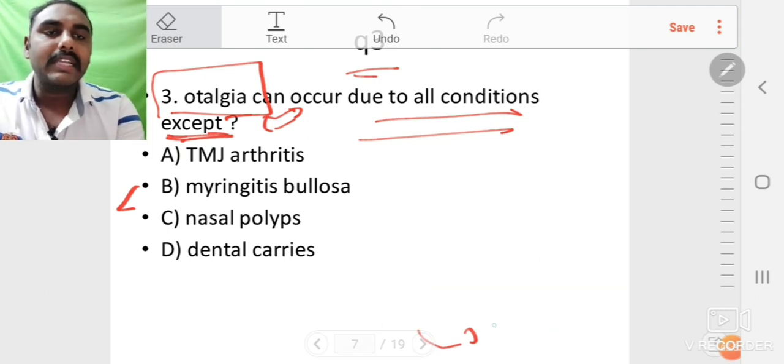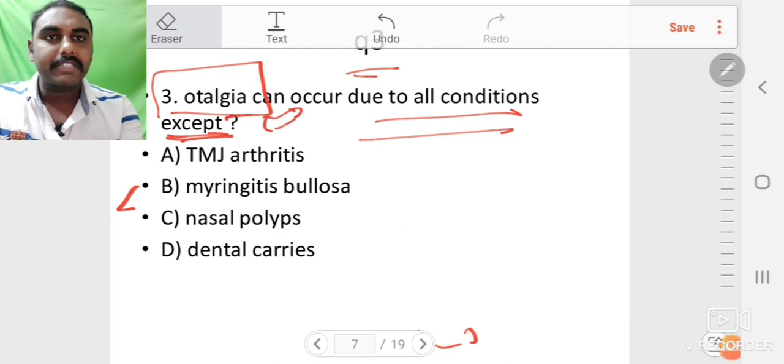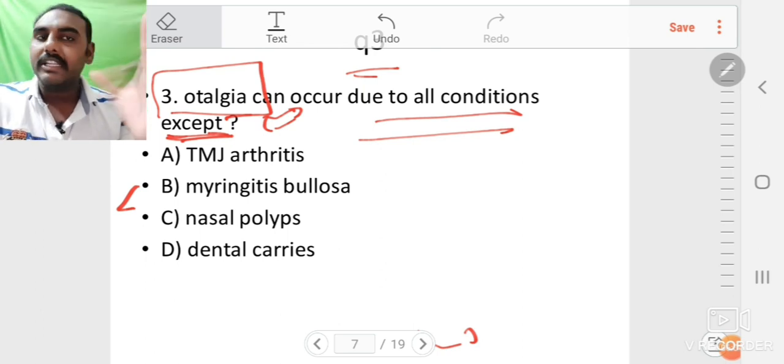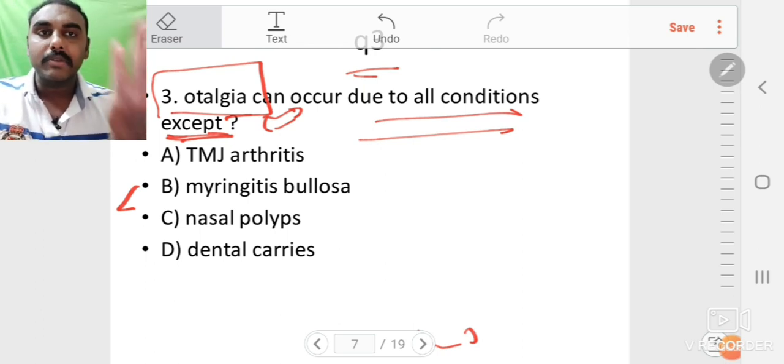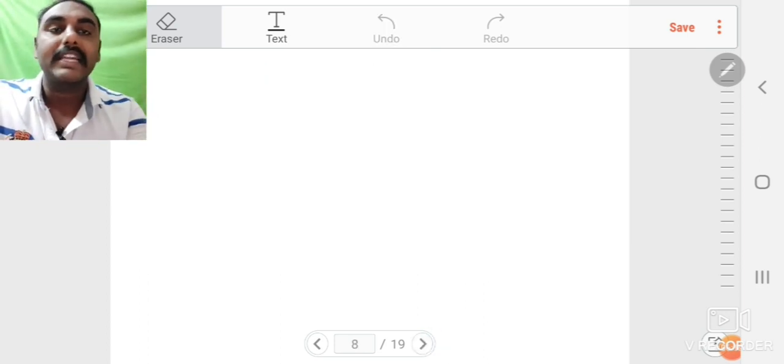So what other conditions? Can TMJ arthritis produce ear pain? Can a nasal polyp produce ear pain? Can dental caries produce ear pain? For this, you want to know these three are not conditions of the ear. So they are asking something about referred otalgia, that is, ear pain which is referred from one area to the other.